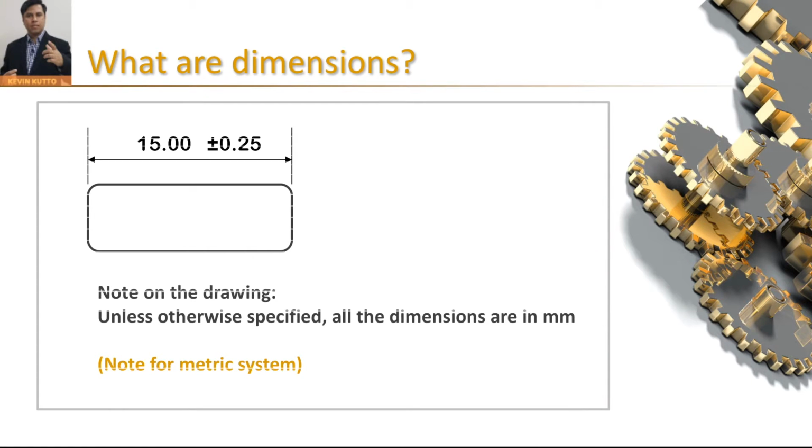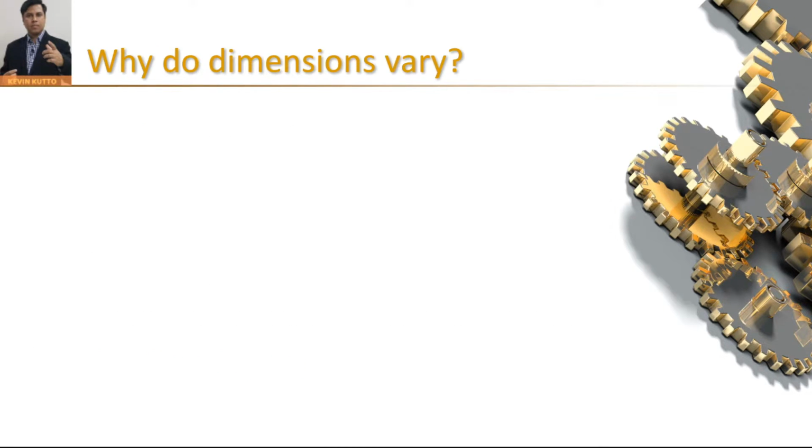Now let's see an example. In this example, the width of the block is expressed as a numerical value which is 15 and the measuring unit is millimeters. So the dimension of the width is 15 millimeters. Now is it possible to manufacture a part repeatedly with exactly the same dimensions? The answer is no. Then why do dimensions vary in the first place?